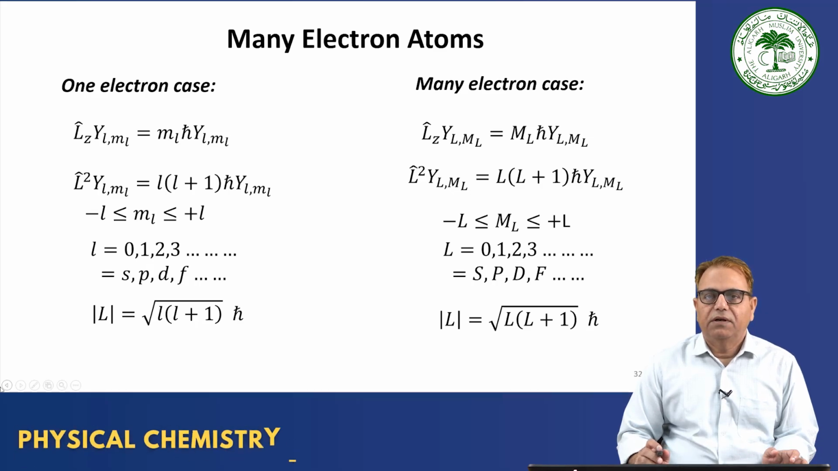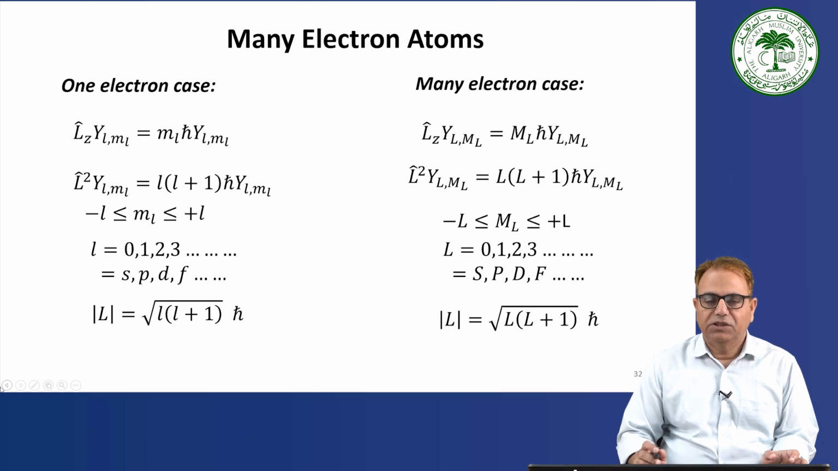In the last few modules we have been talking about angular momentum, and I have introduced you to orbital angular momentum, spin angular momentum, the ladder operators, and commutation relationships. All these concepts we have covered. Now, for a one electron atom, this was the slide where I left you in the last module.